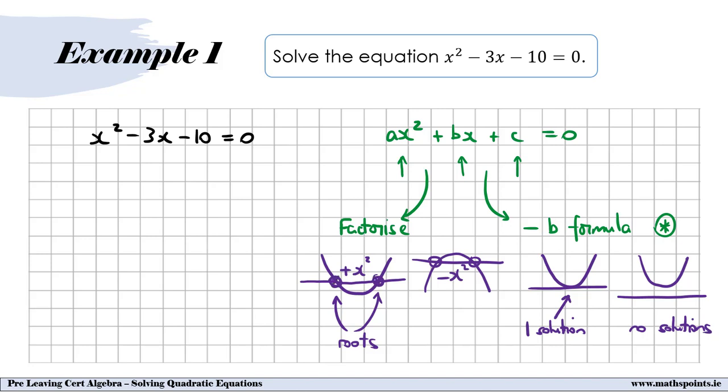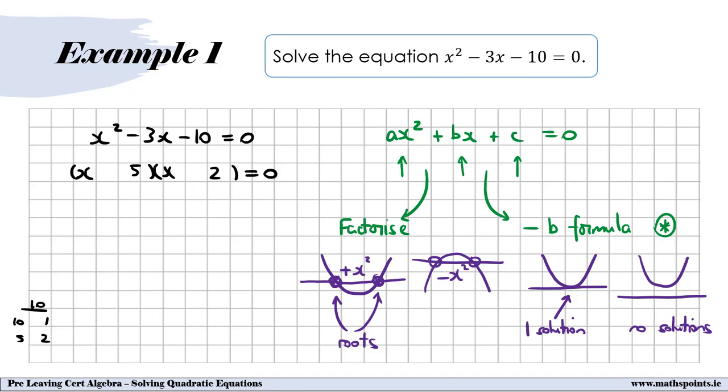So to solve this quadratic equation, I am going to factorize the quadratic using two sets of brackets. I know that the first term in each bracket multiplied to give x squared, so x and x. I know that the last term in each bracket multiplied to give 10, so that could be 10 and 1, or 5 and 2.